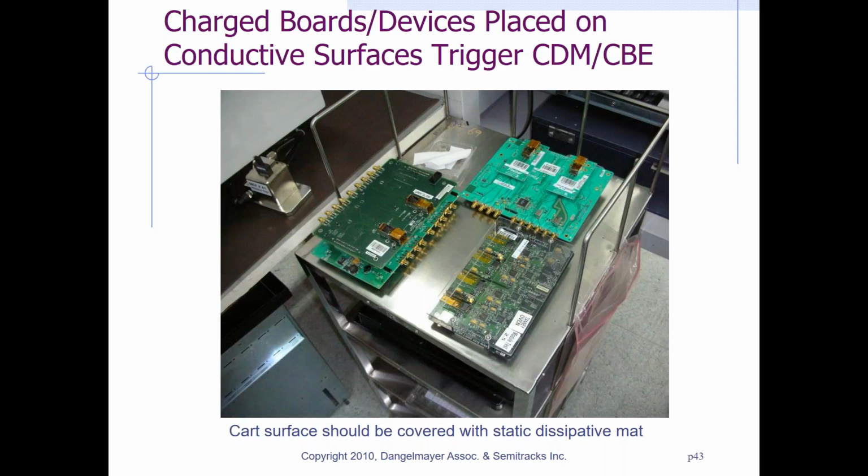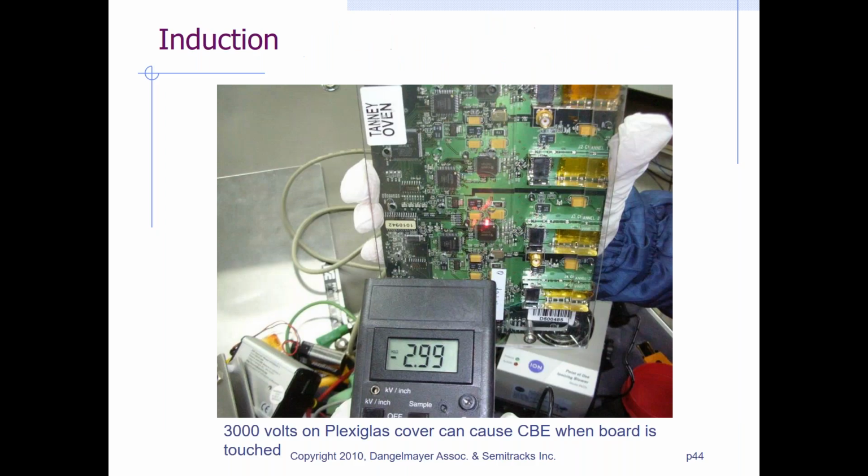You can have, in some cases, and this is not recommended practice, certainly by us, boards put on a metal cart. The metal cart acts like ground. If the board is charged at all, you'll get a discharge from the board to the cart or vice versa, and this triggers a charged board event. Next slide.